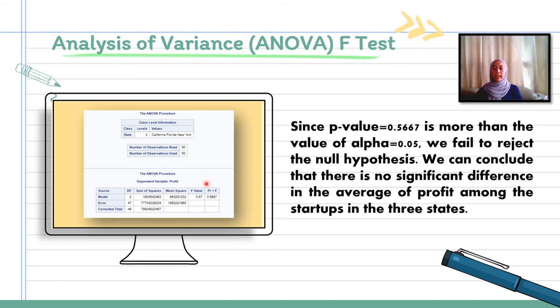From the output, we can see our P value is 0.5667, which is more than the alpha value of 0.05. This concludes that we fail to reject the H-null hypothesis. As the conclusion, we conclude there is no significant difference in the average profit among the 3 startup states.